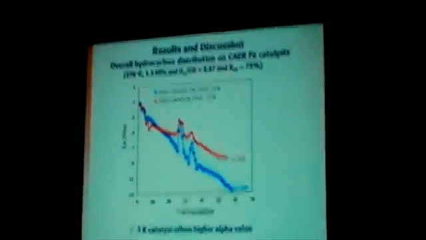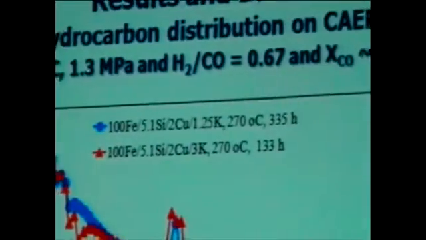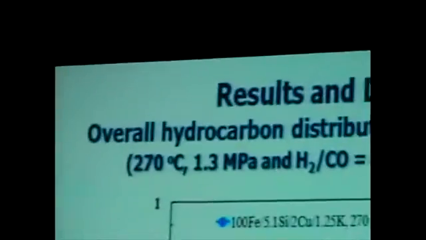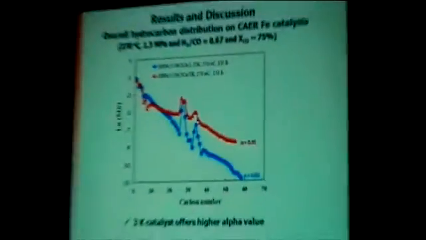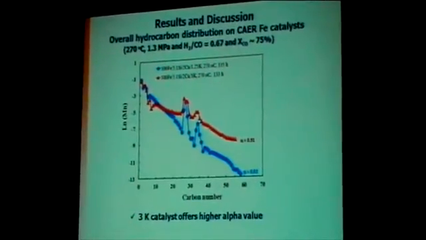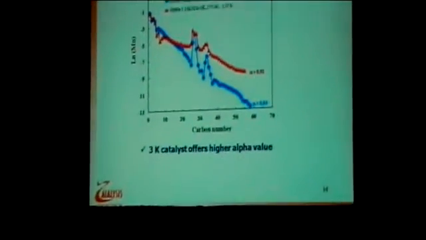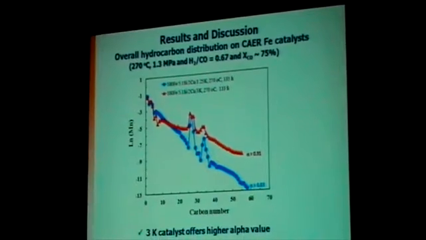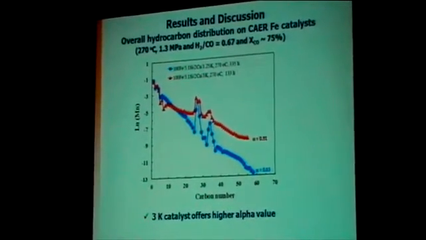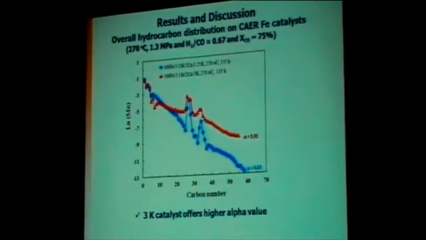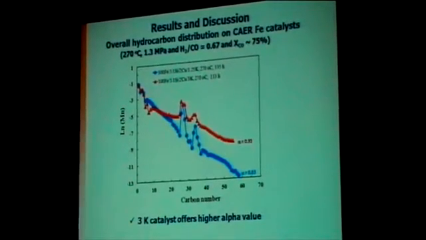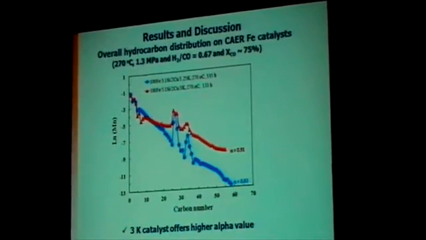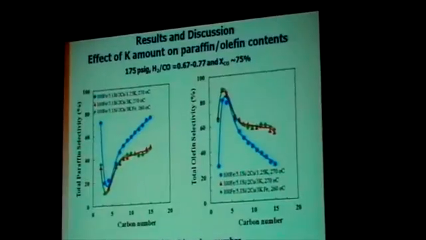So finally, we would like to look at the hydrocarbon distribution with different potassium loading catalysts. And this is the overall hydrocarbon distribution over the 1K blue line and the 3K catalyst. Apparently, the hydrocarbon distribution for the 3K catalyst shows a high alpha value. And the two peaks here are the solvent, and we did not subtract it.